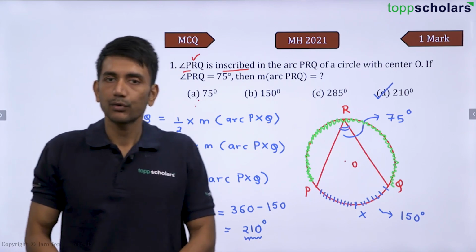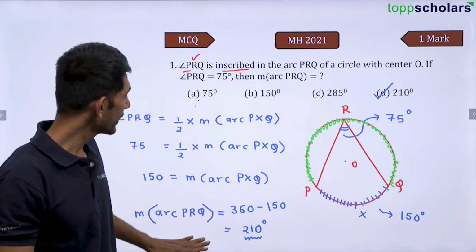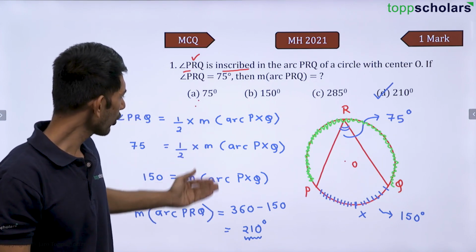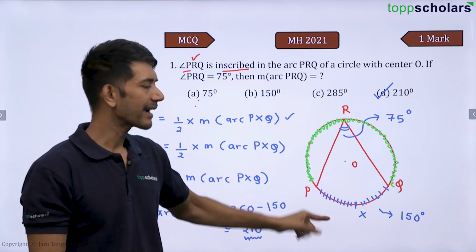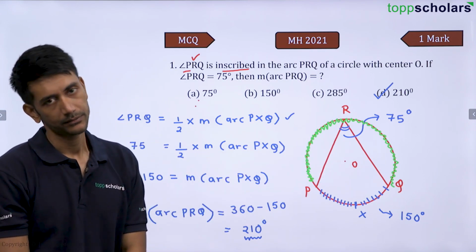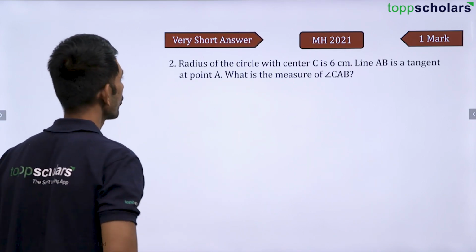Although it was asked for 1 mark, if they don't give this question as an MCQ, you can directly solve it by the inscribed angle theorem. The measure of the inscribed angle is half the measure of the intercepted arc. Correct? Perfect. Let's have a look at one more question. Again, it is a very short question.